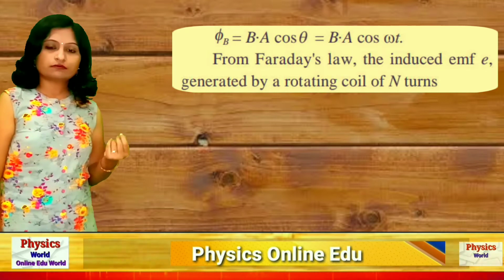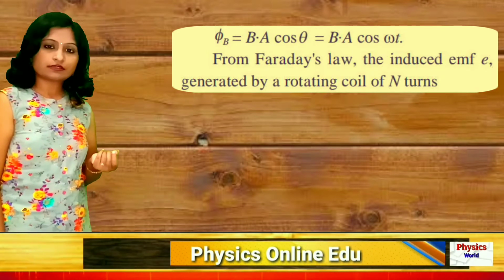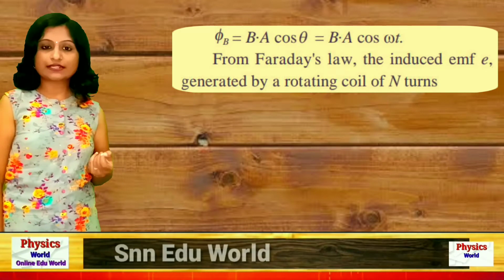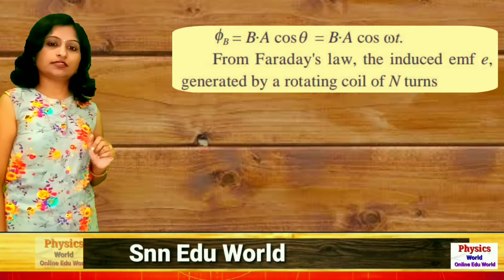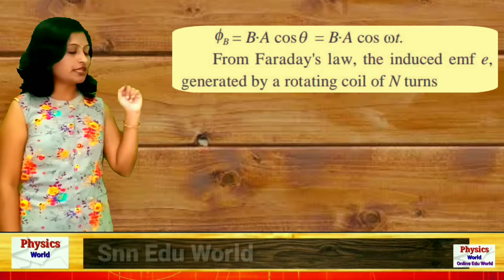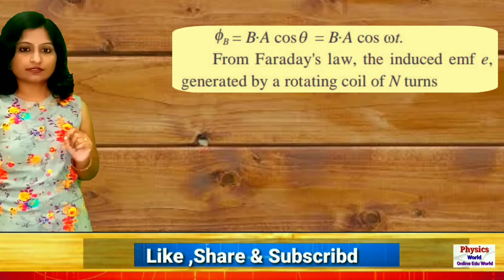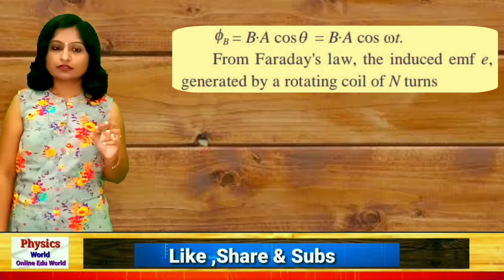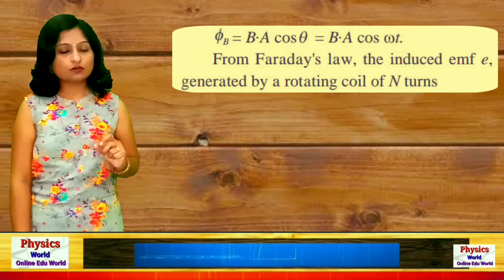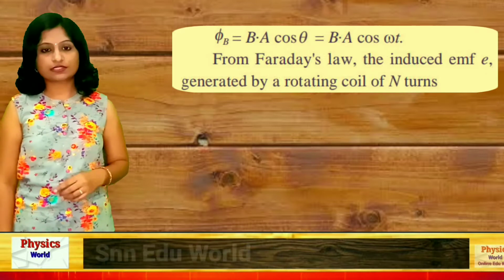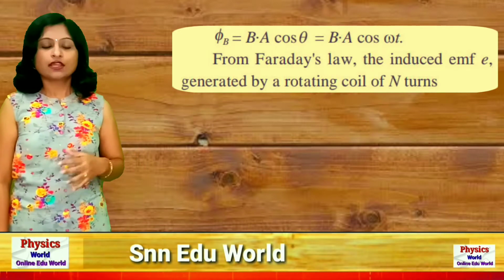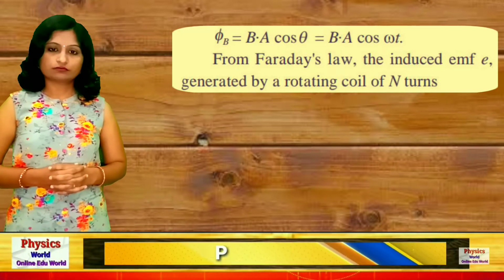So if we write in the regular manner, vector format काढायचं आपल्याला. B dot A dot product कसं represent करतात, BA cos theta. So phi b is equals to BA cos theta. Now here theta is omega t, so BA cos omega t हे expression येत आहे फ्लक्सचं, phi b चं. Now apply the Faraday's law.